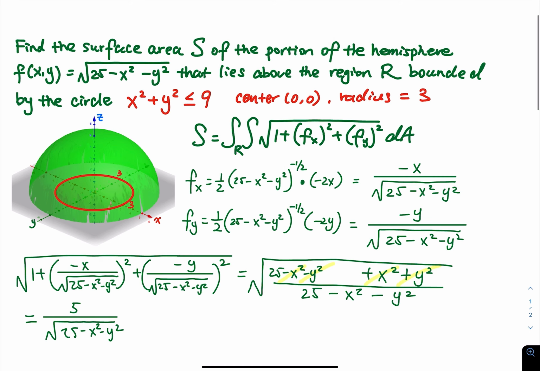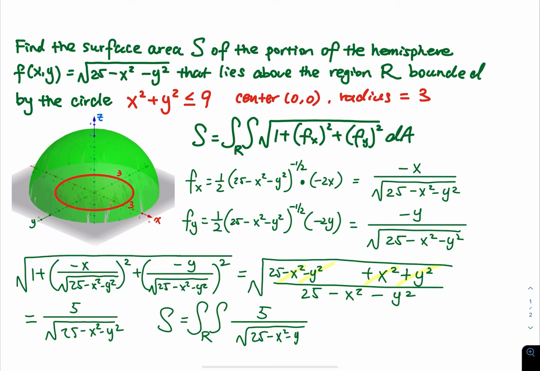And now my surface area is a double integral over the region R. The region R, we will have to use the base, which is the circle, to set up, of 5 divided by the square root of 25 minus x squared minus y squared, and then we have a dA, right? Because we haven't decided dy dx or dx dy yet. Okay, the integrand is done. We will have to work on the upper and lower limits. To work on the upper and lower limits, we will have to look at the base, which is the circle.